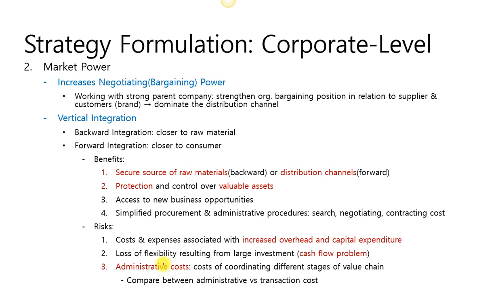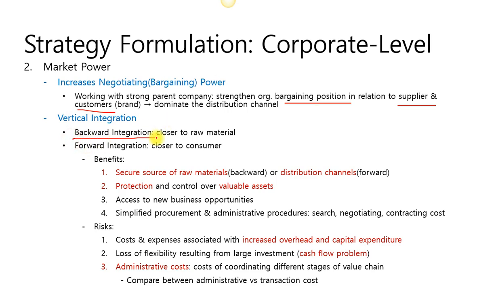Related diversification too is market power. Why do you do related diversification? To increase your negotiating or bargaining power. Your bargaining position to your supplier and customer becomes bigger, right? If you diversify and become bigger, obviously through related diversification, your bargaining position will become bigger also.